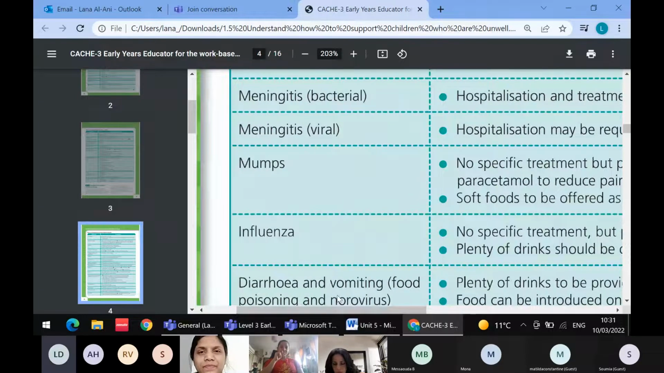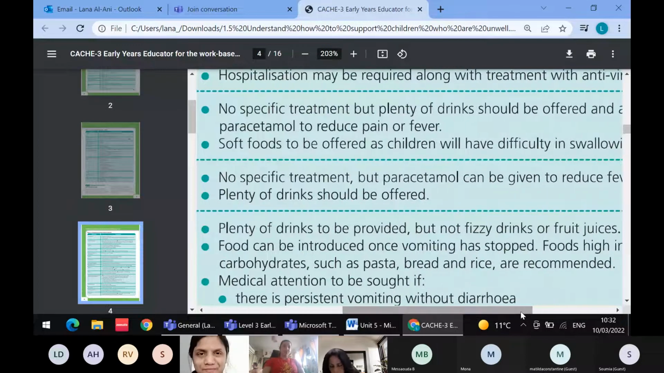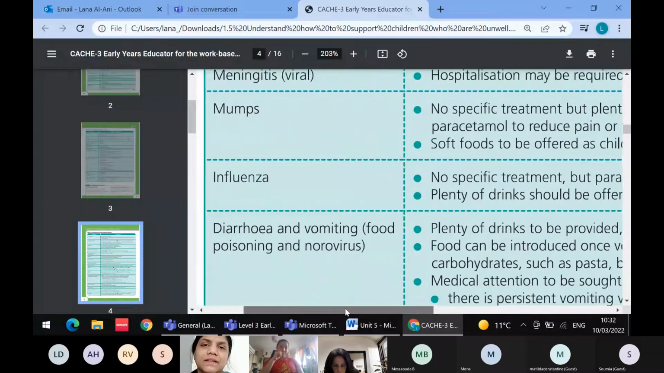Do we know anything about influenza? We all have had influenza, not only kids. Is there any specific treatment? No specific treatment, correct? Normally, even us, not only the children, we have just paracetamol because you feel tired and you feel pain in your body. Yes. And also plenty of drinks, obviously, for the child.